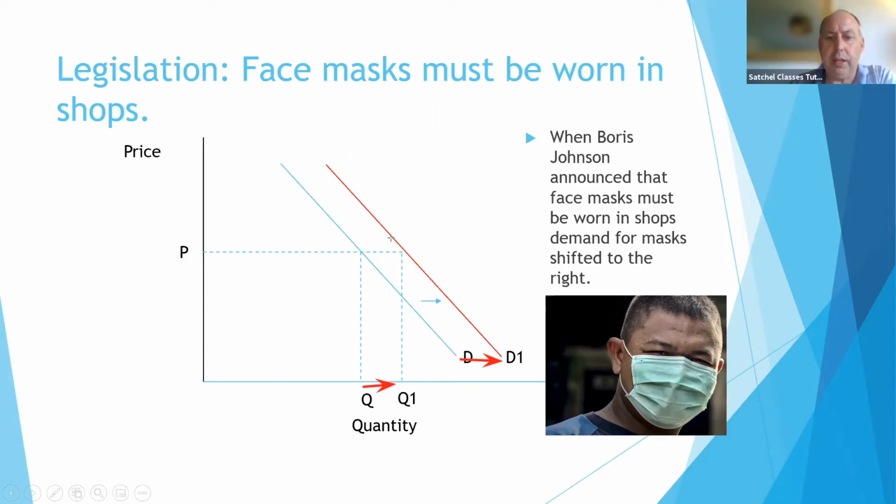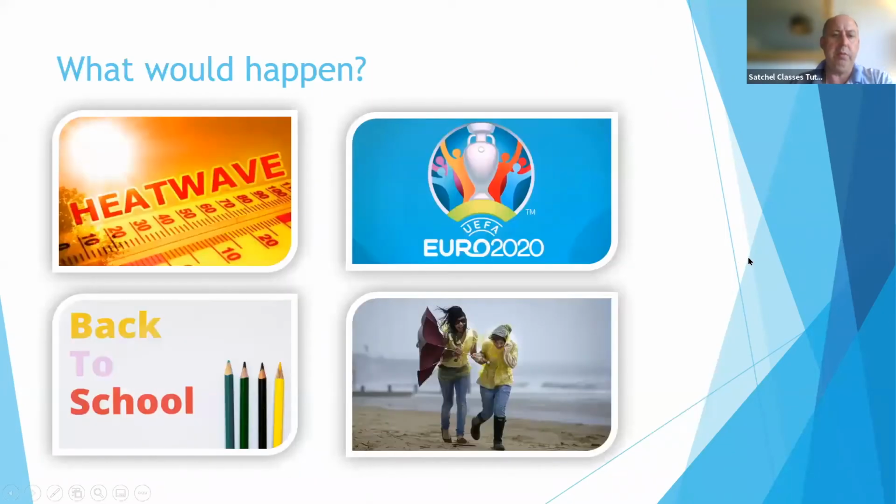Now I'm sure as legislation changes, that demand will shift back to the left and the price will remain the same for masks. So let me clear my drawings again and I'll move us on to the next slide. So we're looking at what would happen if we had a heat wave?